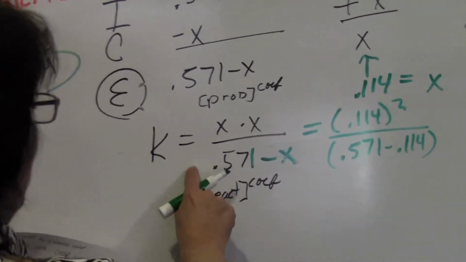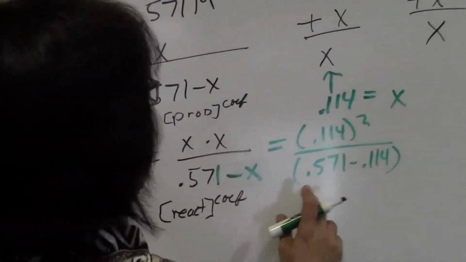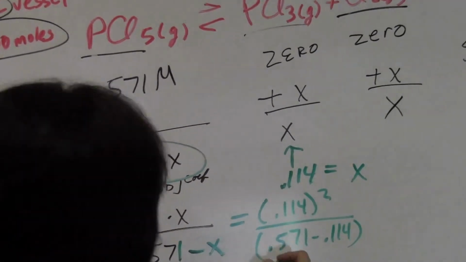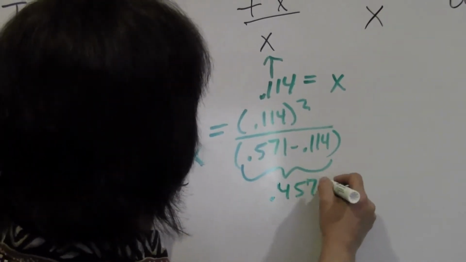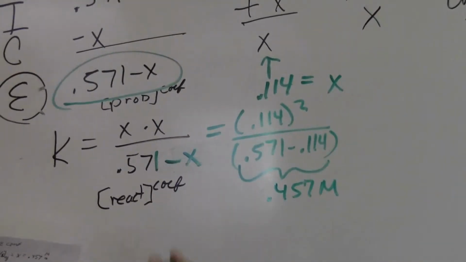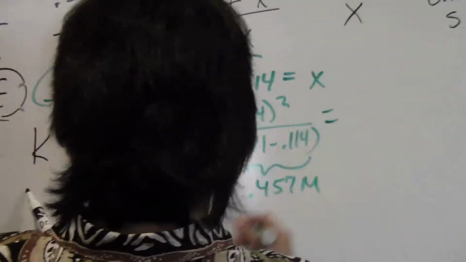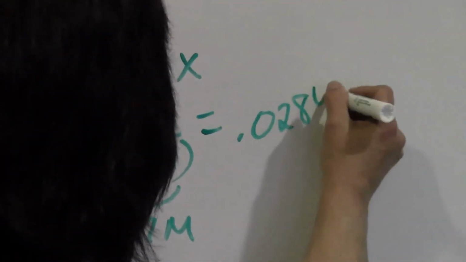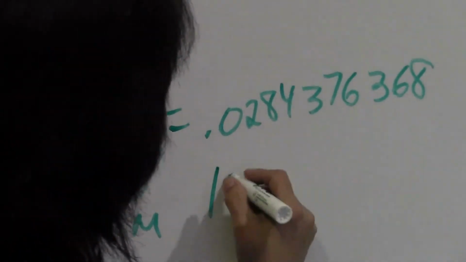So our value for PCl5 at equilibrium is going to be 0.457 molar. So we could go ahead and solve for K. And our value is going to come out to be 0.0284376368. Now, how many significant figures do we need?